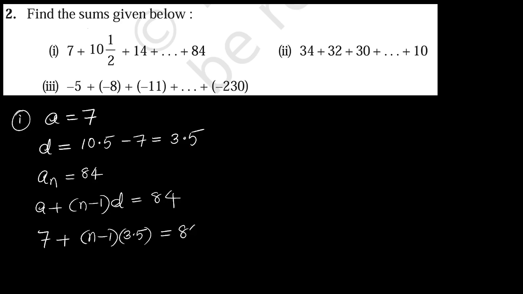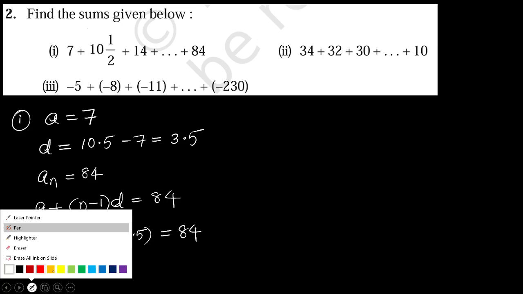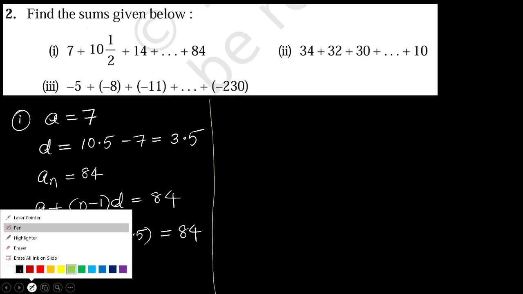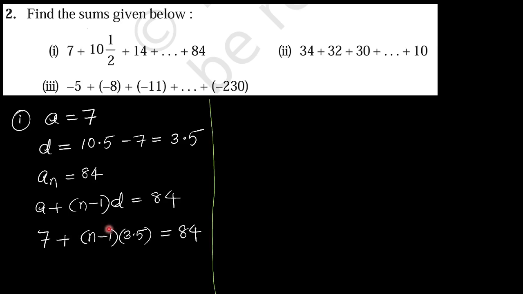Right side is 84. I know the value of a and d. I just substituted. n I don't know, I need n. In the next step, let me do the arrangement. All of you please listen. The 7 is taken to the right hand side.